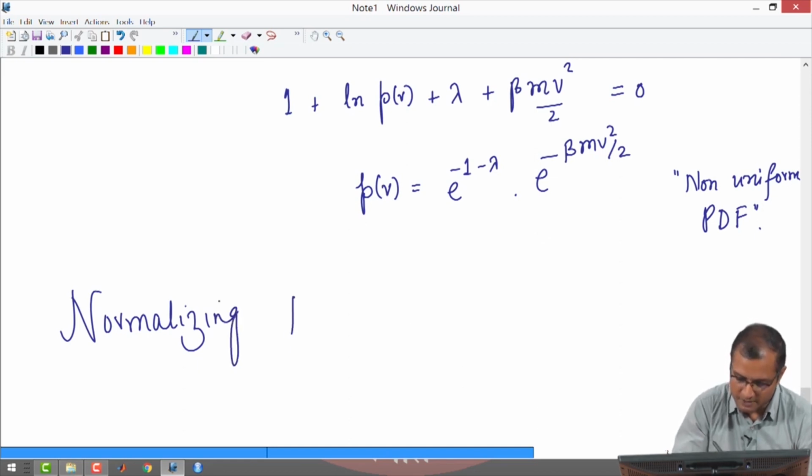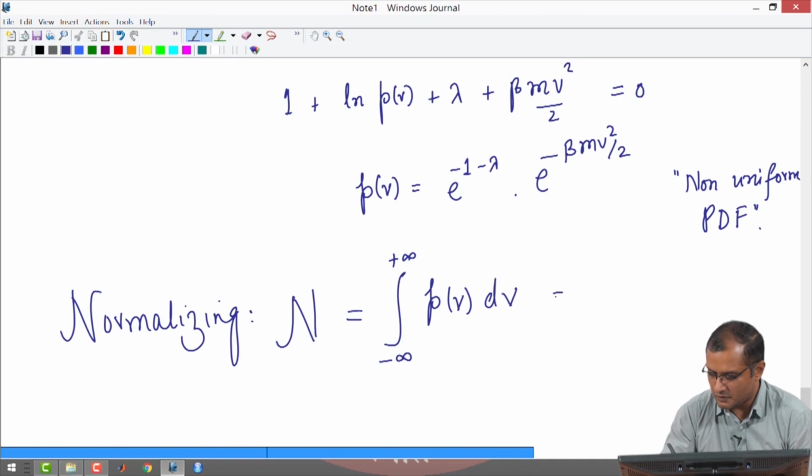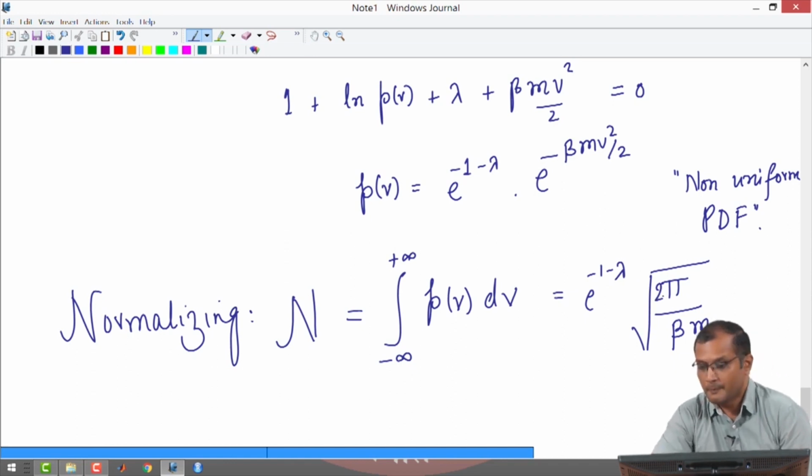So, I am going to find a normalization constant. This is nothing but the integral from minus infinity to plus infinity of P of v dv, and that will come out to be e raised to minus 1 minus lambda. Integral of a Gaussian is the square root of pi by a. Pi by a itself is 2 pi by beta m.